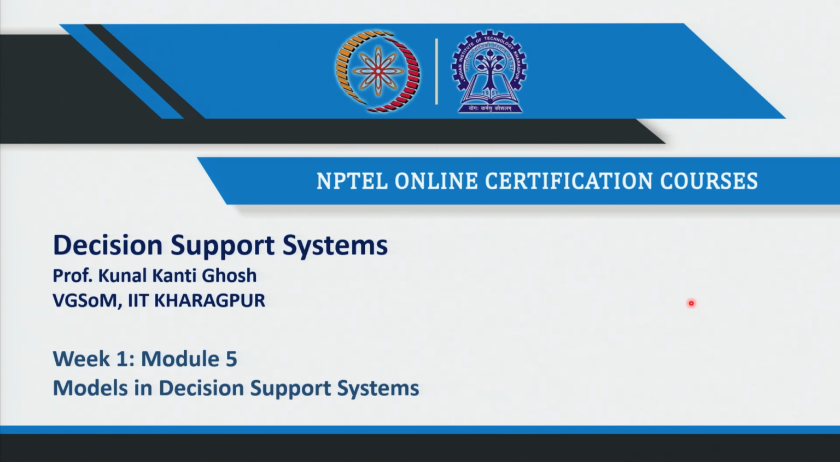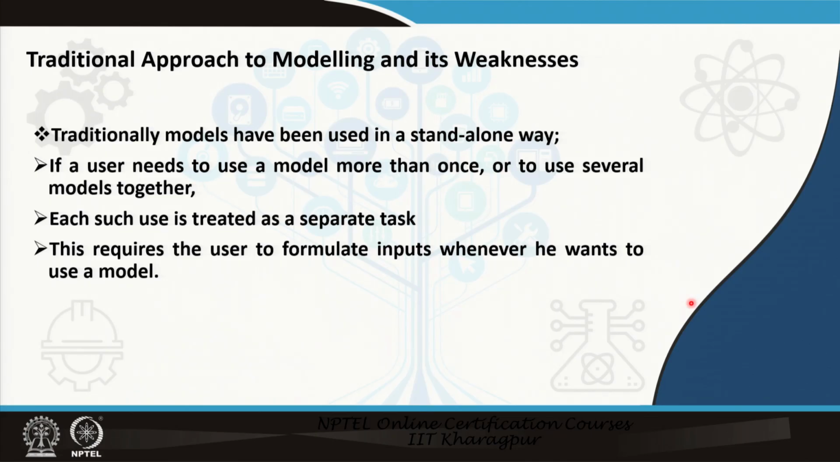Today, we will continue our discussions with models in decision support systems, because modeling is one of the most important functions in decision support systems, and we really need to clarify our concept on modeling and the use of models in decision support systems as one of its important components. So, we start with the traditional approach to modeling and its weaknesses.